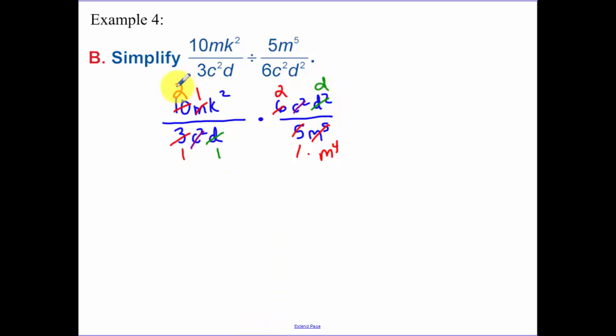So now just multiply across. 2 times 1 times k squared, don't forget about this k squared, times 2 times d is 4k squared d. All over I have a 1. There's a 1 there, so all those are 1s. All I have left over is m to the fourth.